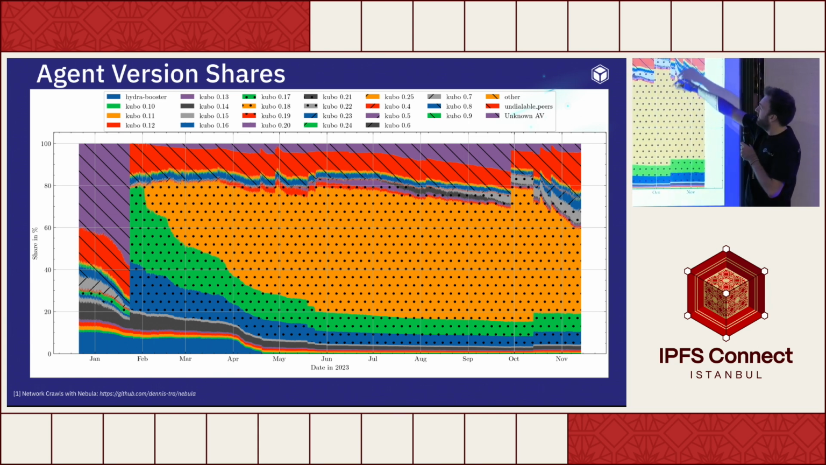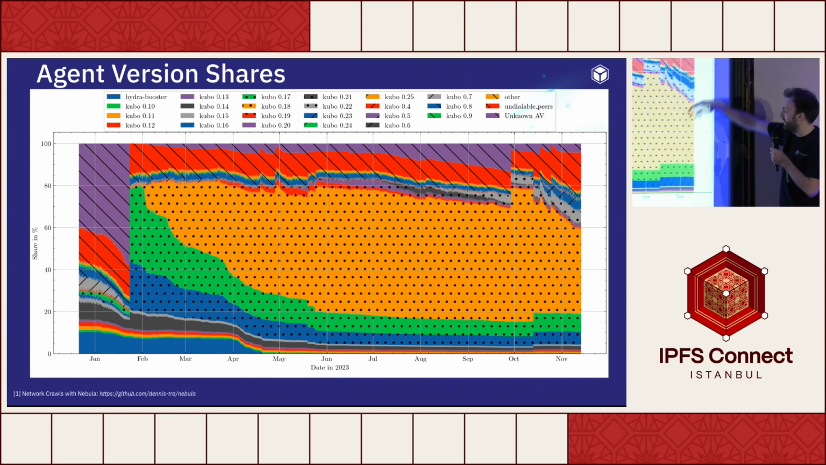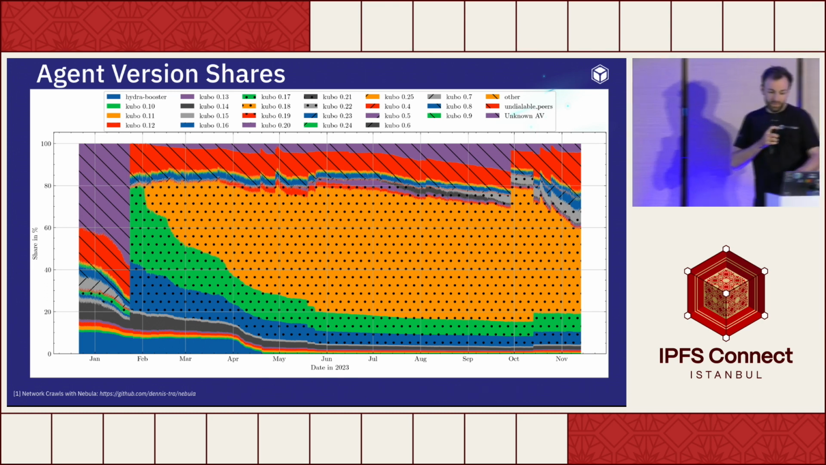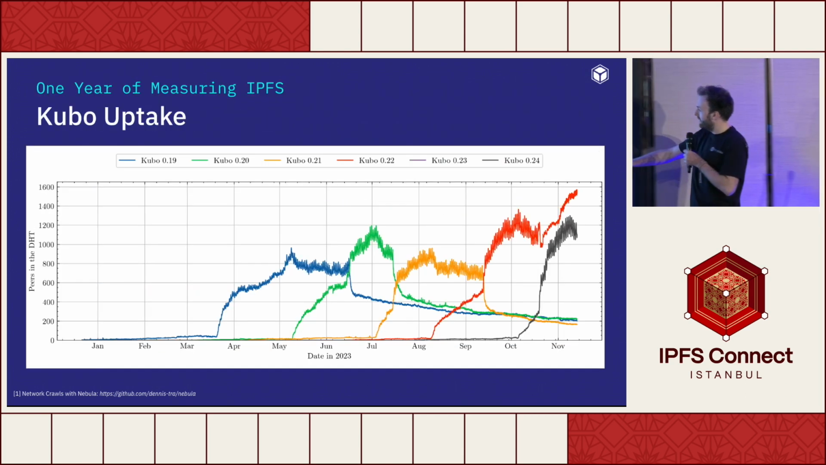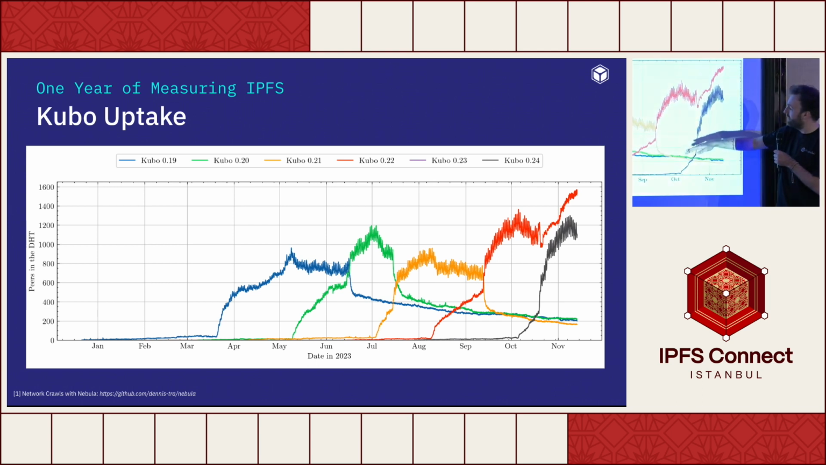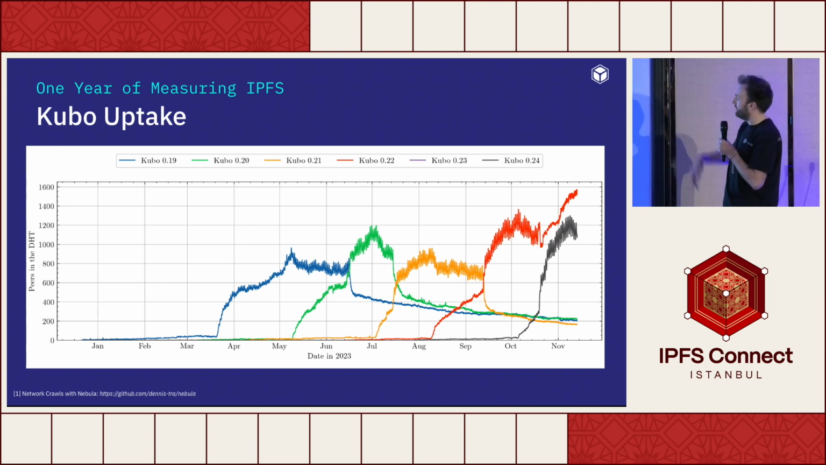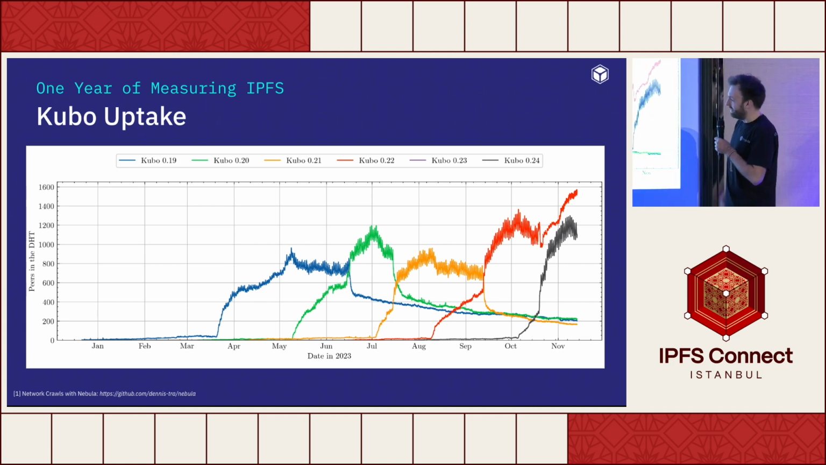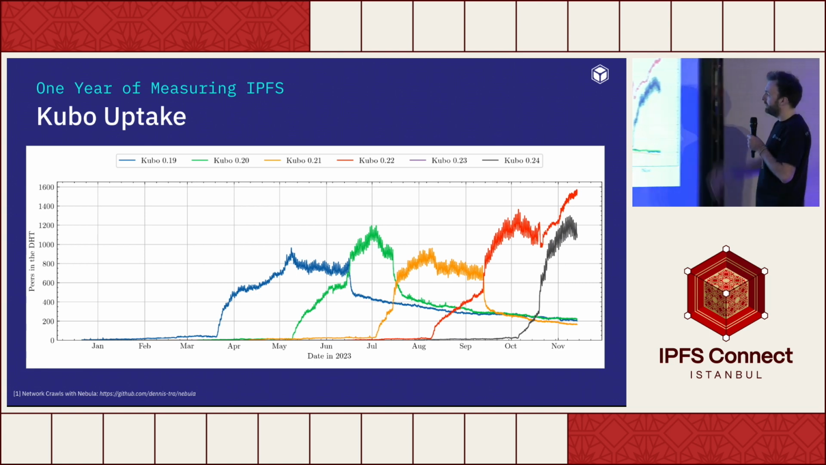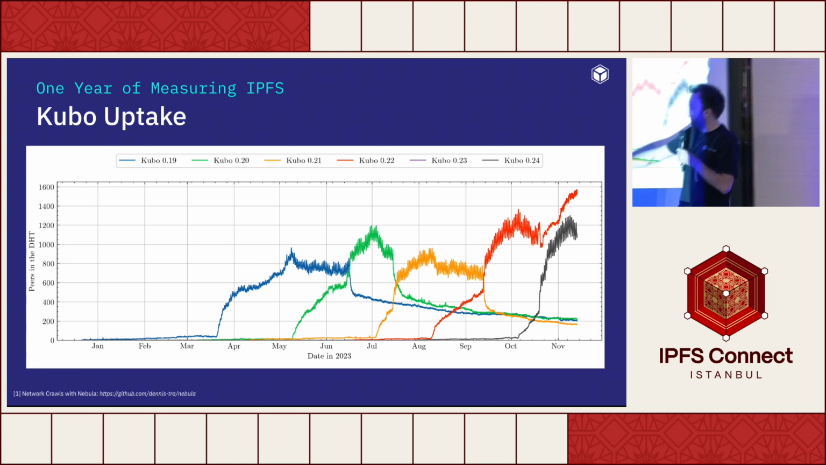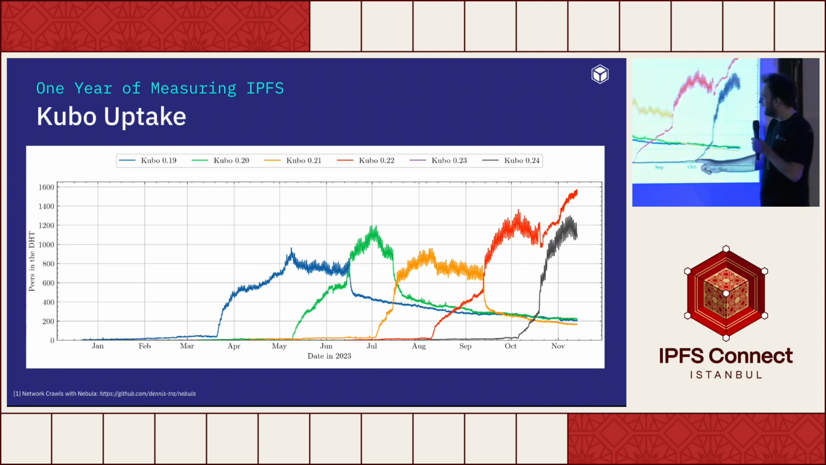Gray version coming up, which is Kubo 0.22, and some other new Kubo versions as well at the end here. If we look at these newer versions, we can see the community uptake. This shows Kubo versions 0.19 to 0.24, the dates in 2023, and the number of peers that actually run these Kubo versions. We can see that each time a new Kubo version was released, there was a steep uptake.